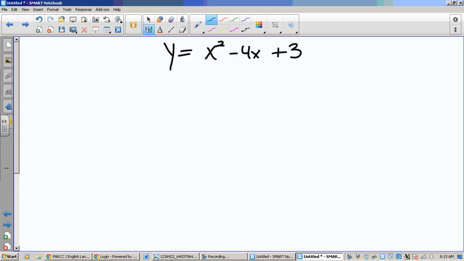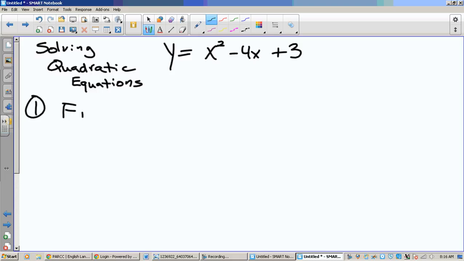Does anyone remember the first step that we did when we were solving quadratic equations? What's the first step? Find the axis of symmetry. Awesome. Find the axis of symmetry. And I'm going to abbreviate that by saying find the AOS. Okay? Find the AOS.